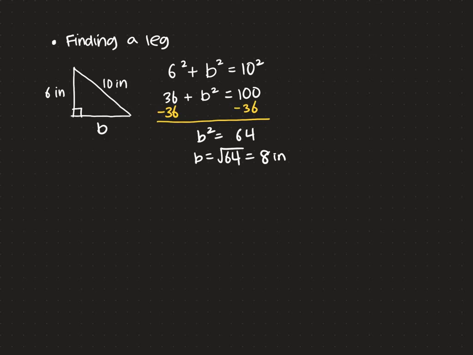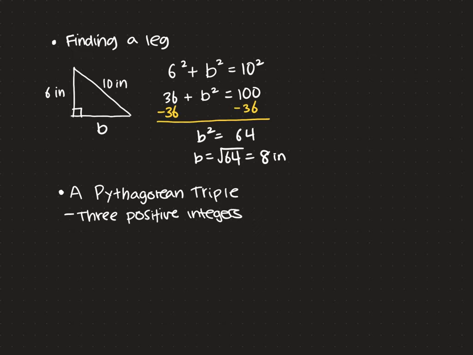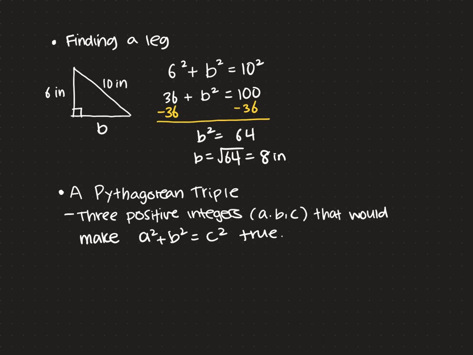We have these numbers called a Pythagorean triple, which is basically 3 positive integers, a, b, and c, that would make the Pythagorean theorem true. The easiest one is going to be 3, 4, and 5. The longest one is always going to be the hypotenuse. A and B really doesn't matter which side takes 3 or 4.